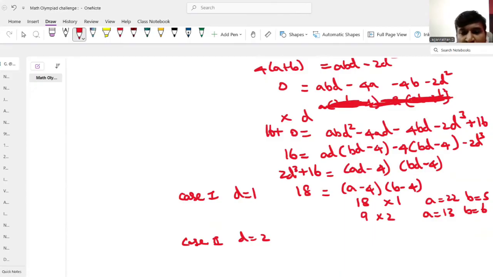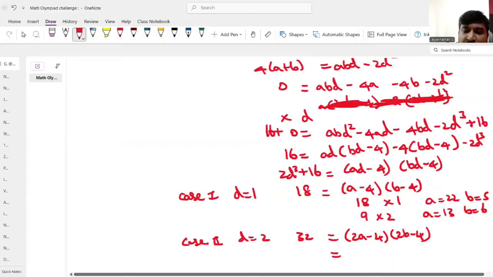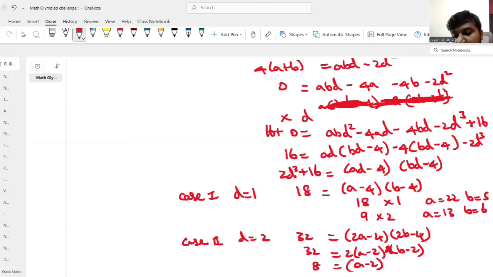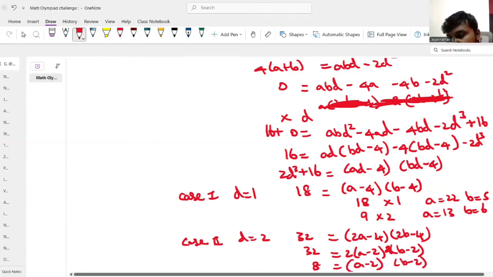Similarly, case 2, D equal to 2, you can substitute 2 cube 8, 8 2s are 16, 16 plus 16, 32. So this will give you 2A minus 4 into 2B minus 4. 2 is common in both places. If you bring it out, it will become 2 times A minus 2 into B minus 2. On this side you have 32. So 2 2s are 4, 8 times 8 equals A minus 2 into B minus 2, is what we are getting.